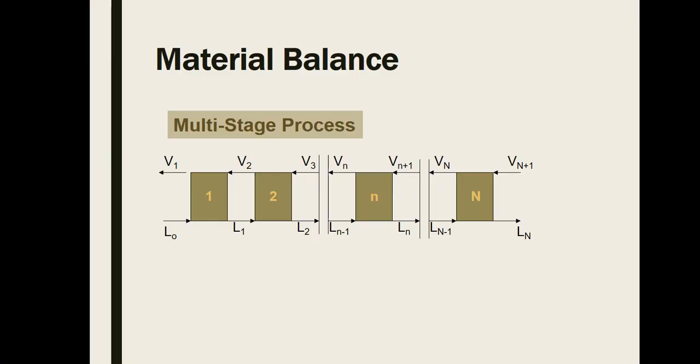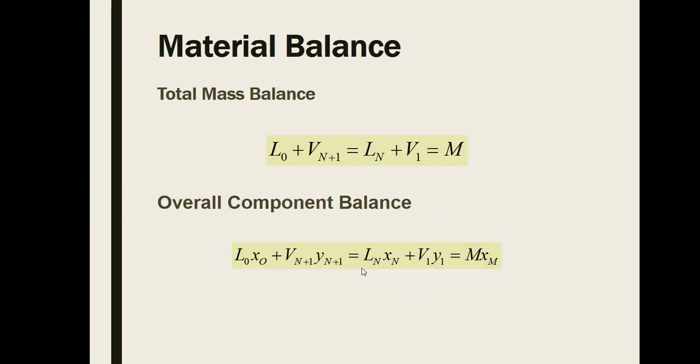Now, for multi-stage gas absorption processes or stripping processes, we label the phases in the same manner as we label them if we have only a single stage. You have L0 here, you have LN here, you have V sub N plus 1 here, and you have V1 here. Your overall material balance will still account for the phases that enter and the phases that leave, and still equate it to the bulk phase M, as you can see here. Then if we do the overall component balance, this would be our overall component balance.